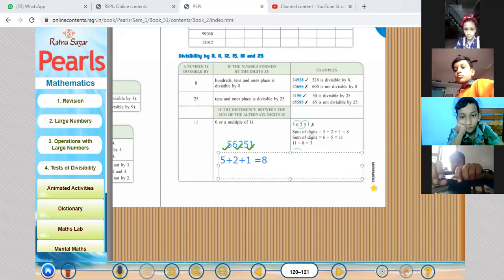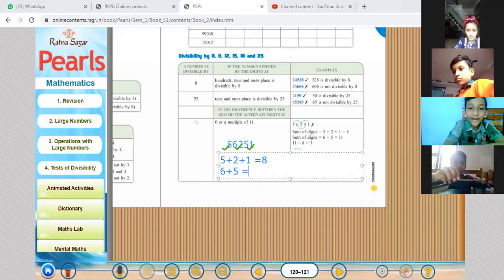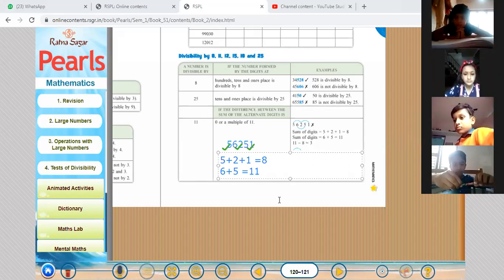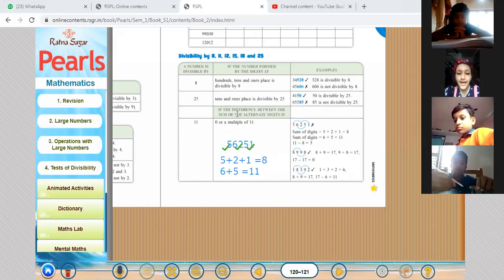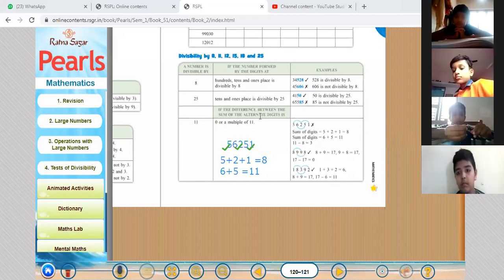Then what about our second pair? Our second pair was 6 and 5. Then we are finding the sum of 6 and 5. What is the sum of 6 and 5? 11. It should be 11. Okay, then look at your rule. First we have to find the alternate digits, and then we are finding the sum.